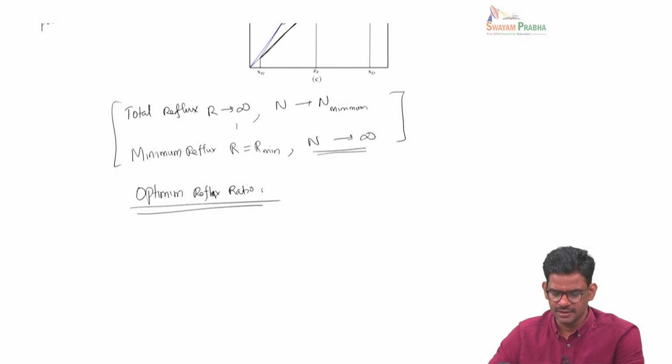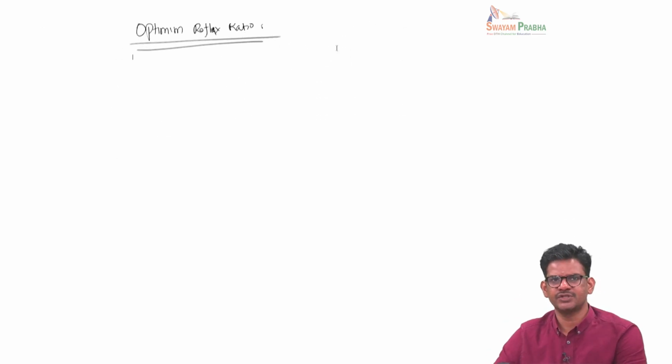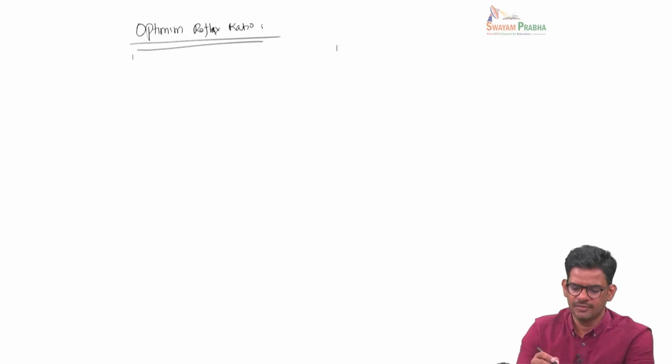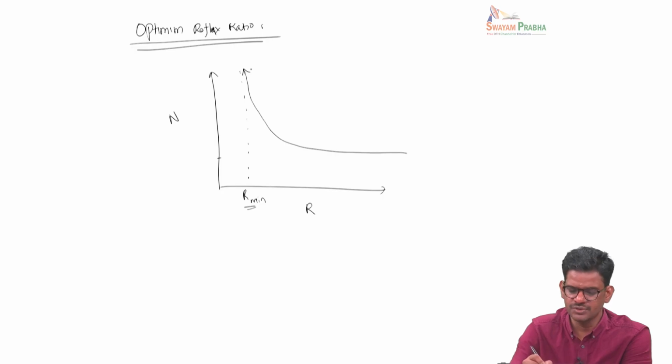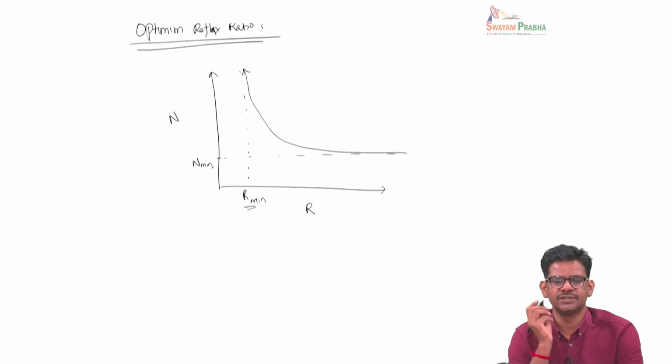So generally, the optimum reflux ratio has to be obtained based on economics, the cost involved. So if I have to plot the number of stages as a function of reflux ratio, corresponding to R minimum, the number of stages goes to infinity, whereas when R goes to infinity, the number becomes minimum. So you expect the number of stages to go like this. When R is R minimum, this goes to infinity. When R goes to infinity, N reaches N minimum value.